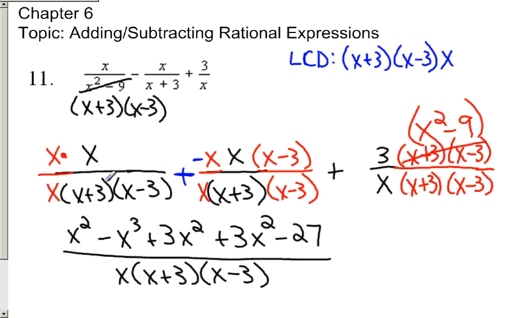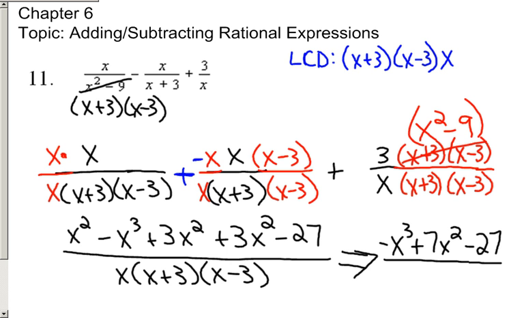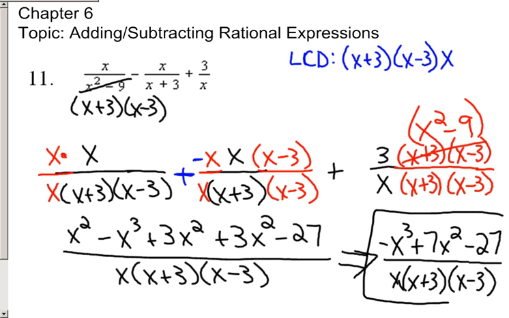My last step is to combine like terms of the numerator. I have a negative x cubed. I have an x squared plus 3x squared plus 3x squared, which is a plus 7x squared. And I have a negative 27. My denominator remains the same. This is my final rational expression.